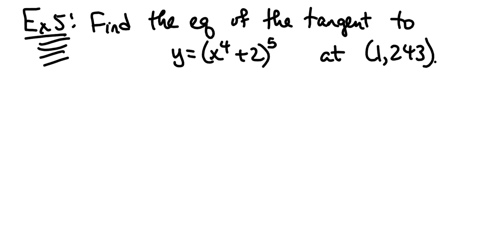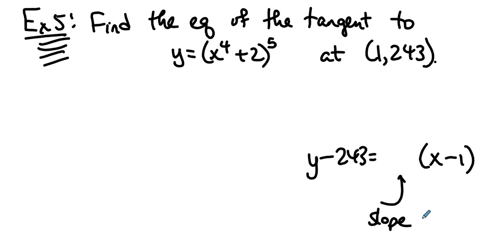It's the equation of a line. I know how to write the equation of a line. It's y minus y1 equals the slope multiplied by x minus x1. And that's where the formula comes from. So how do we find the slope? Well, we need a derivative. How do we find a derivative of this thing?